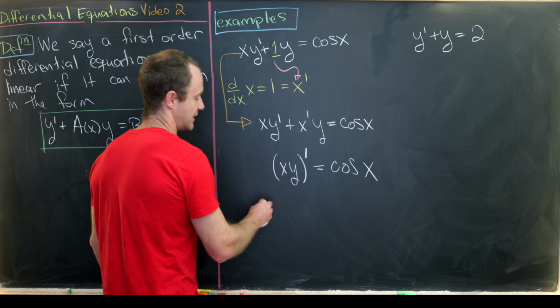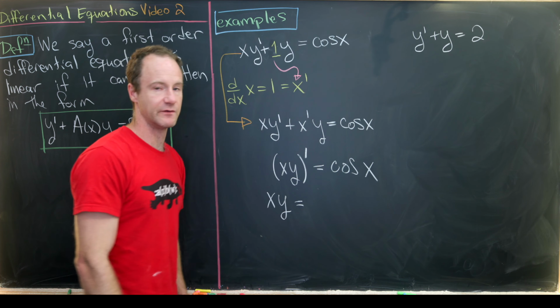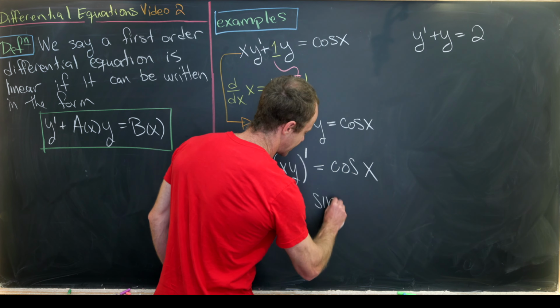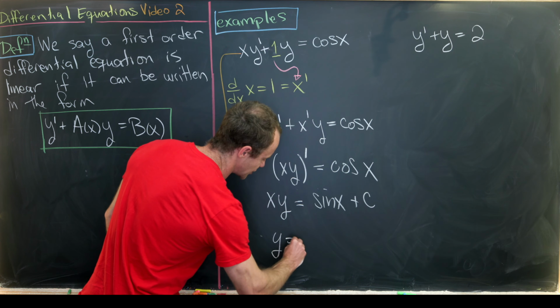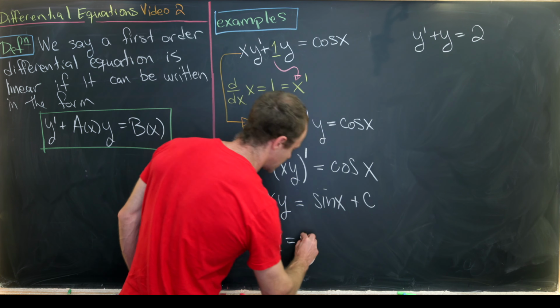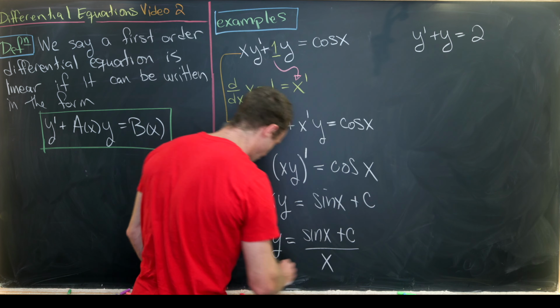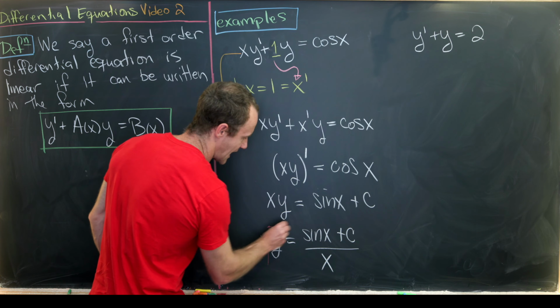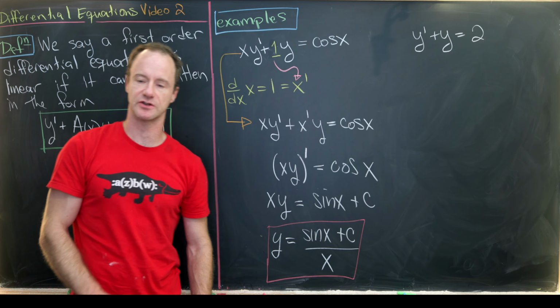The antiderivative and the derivative cancel each other, leaving us with x times y. And then the antiderivative of cosine is sine. So we have sine of x, but then we need plus a constant. So now finishing all this off, we have y equals sine of x plus some constant, over x. And that would be our most general solution to this differential equation.